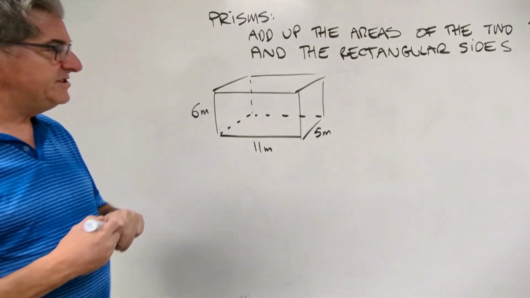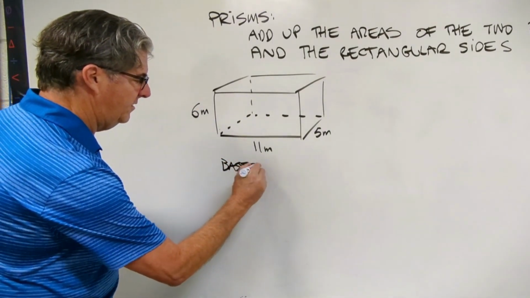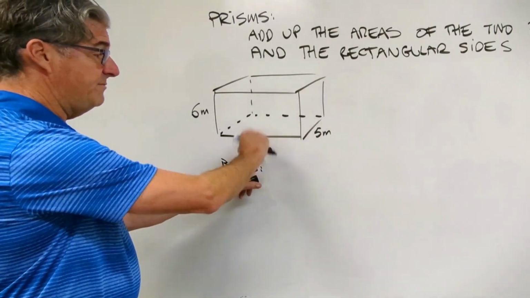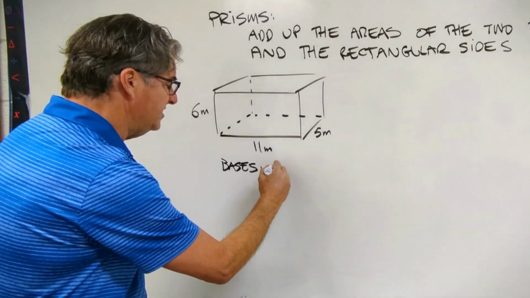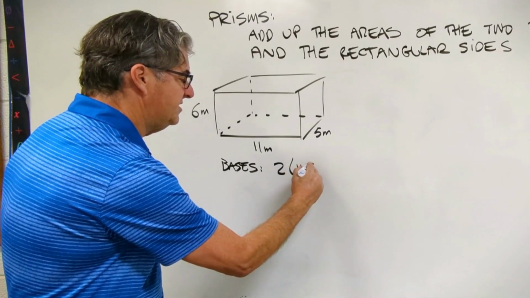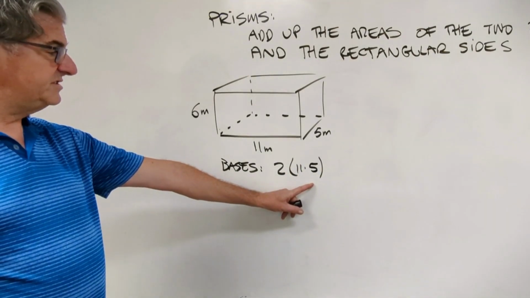And actually there's a thing about it that helps us save a little time. So I like to do the bases first. I have 11 times 5 for the bottom base, and I have 11 times 5 for the top. So what I have is 2 times 11 times 5 meters. That's going to give me the area of my bases.